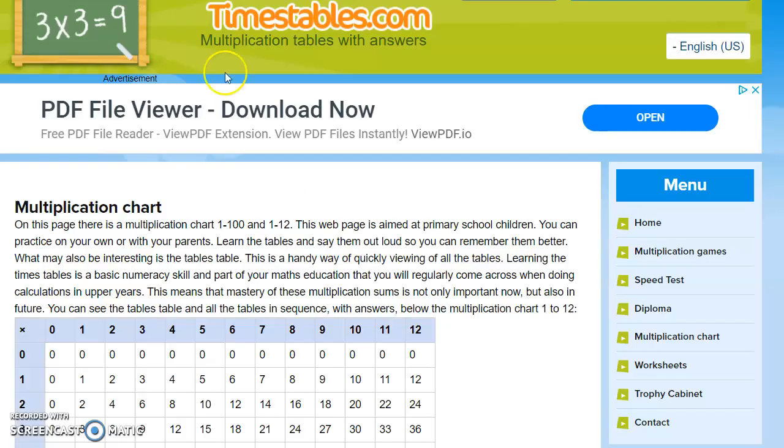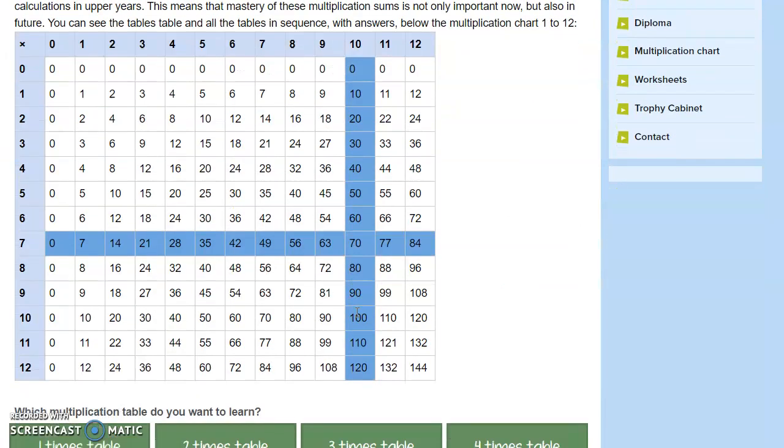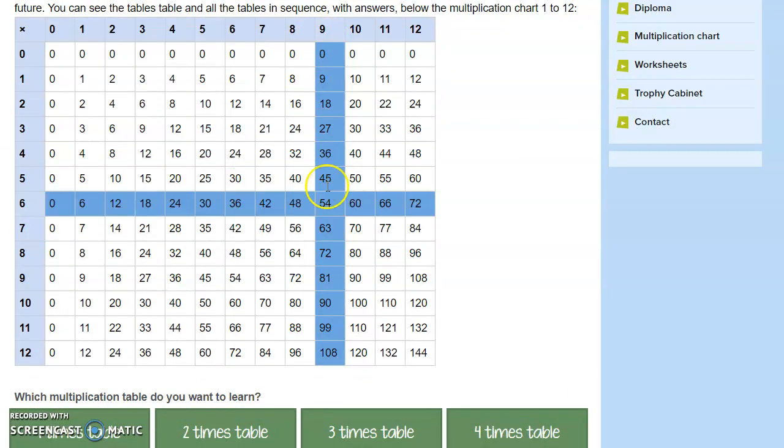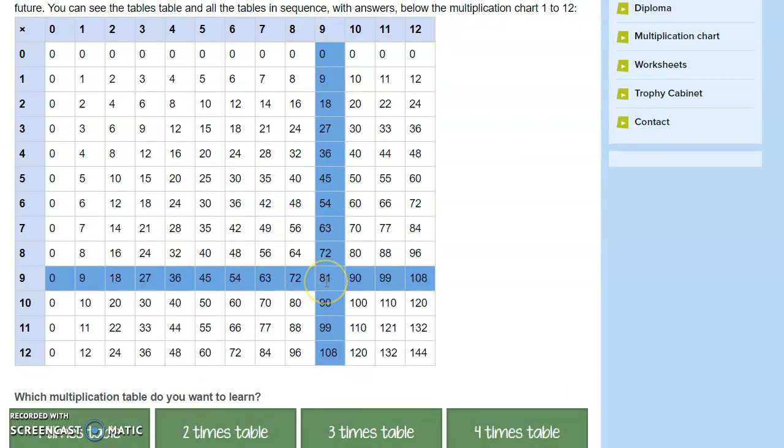You can also use the multiplication chart like this and look down the 9 aisle. As you can see, all the numbers change. So it goes by 9s, as well as it also changes by digit.